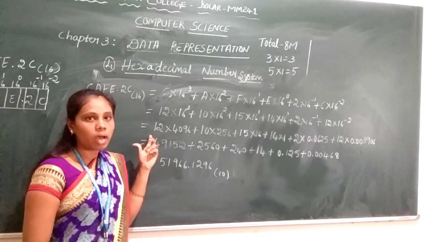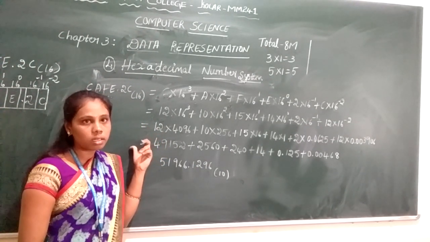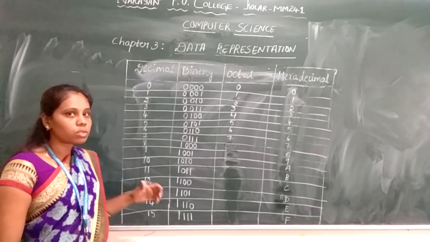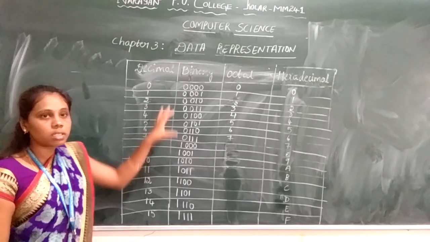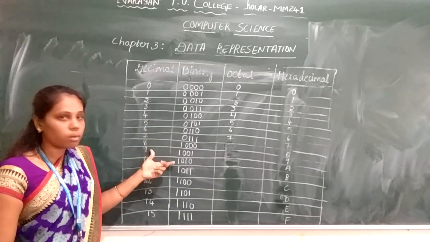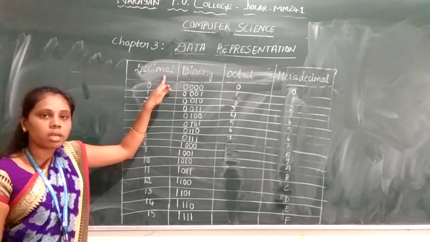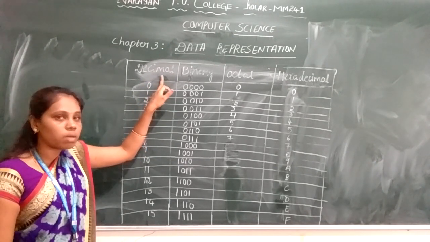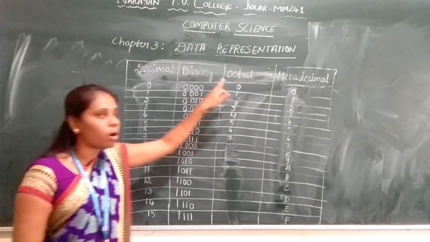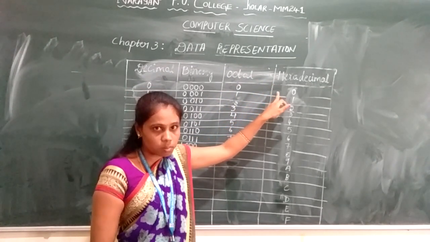So now we will have a glance of what we have studied in today's class. We'll see this table. In this table, we have studied different types of positional number system. In that, we studied about decimal number system, binary number system, octal number system, and hexadecimal number system.